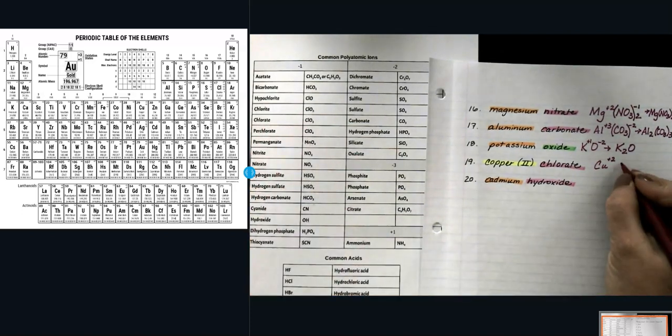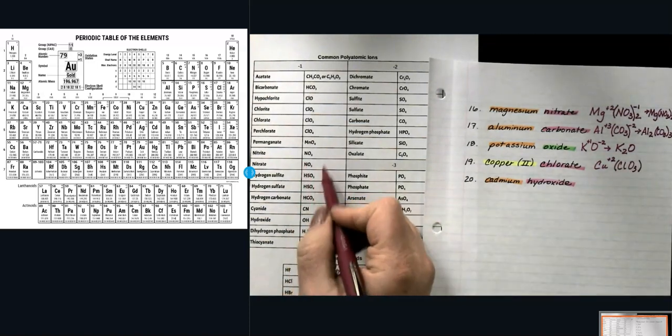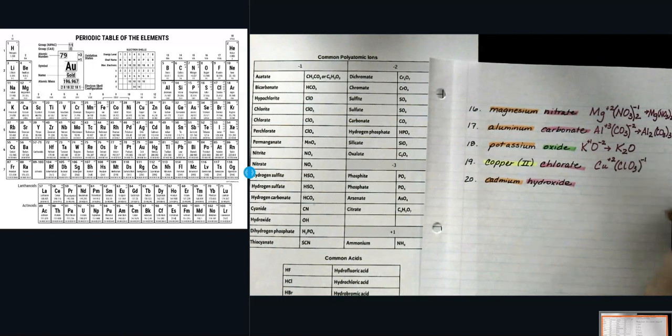It's ClO3, so chlorine and oxygen. And it has a charge, because it's in this column, of -1. So I'm going to rewrite that as Cu, parenthesis, ClO3, and parenthesis 2. And that's it. That's the balanced chemical formula.